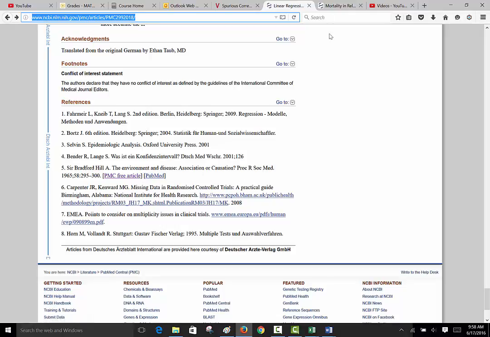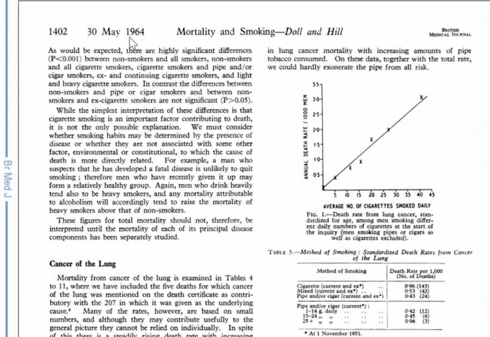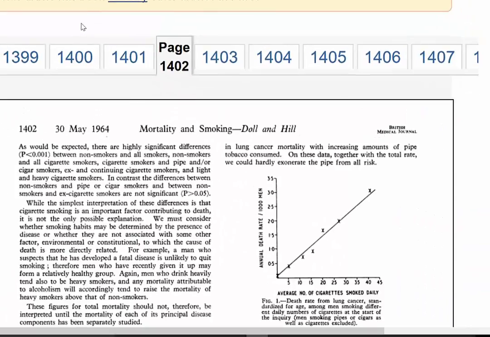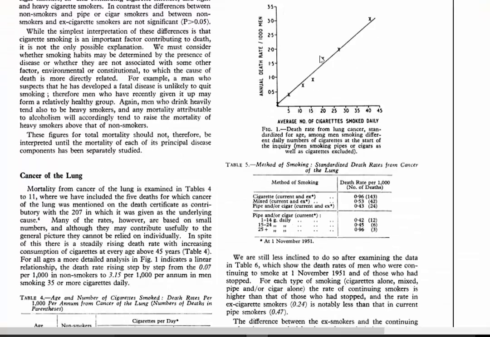I went on a few links, and I got to the Doll and Hill publication, and notice this is from 1964. This is one of the first articles where they first showed the relationship between smoking and lung cancer. And you can see that they did use a scatter plot and linear regression when they did this study. So, number of cigarettes smoked per day and annual death rate per 1,000 men.